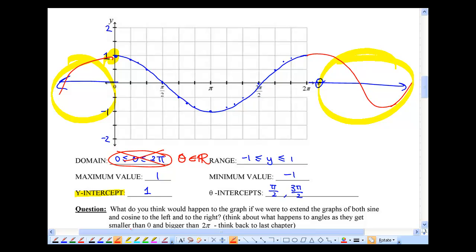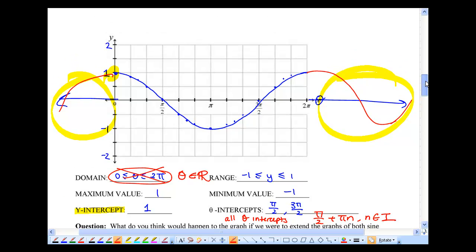And similarly, the intercepts are not just pi over 2 and 3 pi over 2, but if you want to find all intercepts, I think you need to write a general solution. Notice that it looks like it's pi over 2, then 3 pi over 2. Seems like it repeats every pi unit, so I would say it's pi over 2 plus pi n, where n is an integer. Okay.